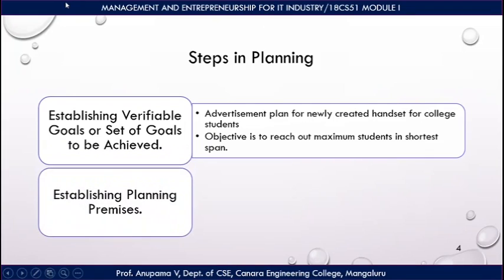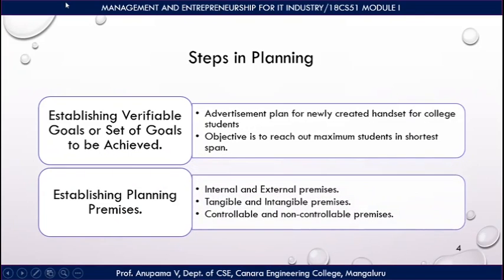The next step in planning is developing the planning premises. There are three types of planning premises, that is, internal and external premises, tangible and intangible premises, and controllable and non-controllable premises. Plans are made to operate in the future. Hence, the second step in planning is to establish planning premises, that is, certain assumptions about the future on the basis of which the plan will be ultimately formulated.